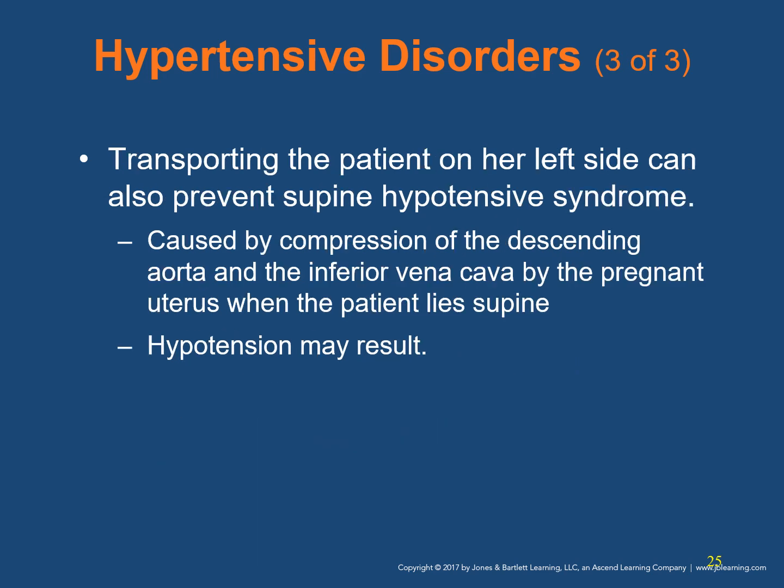Transporting the patient on her left side can also prevent supine hypotensive syndrome. This condition is caused by compression of the descending aorta and the inferior vena cava by the pregnant uterus when the patient lies supine. Hypotension may result.